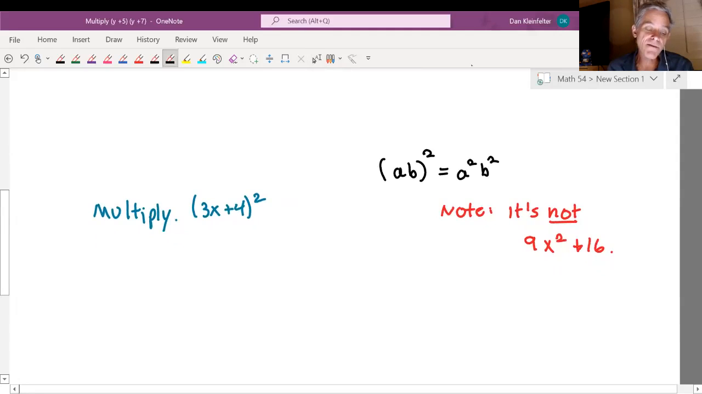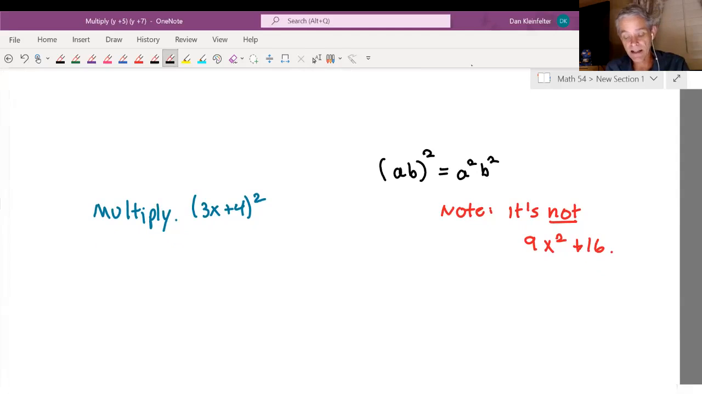For this one, we have (3x + 4) squared. Keep in mind that this is not going to be 9x squared plus 16. We can't just square the 3x and square the 4. There is an exponent rule for products that we talked about in the last section. If you have (a times b) squared, you can square the a and square the b. But here, the two things inside are added, and so we just cannot do that.